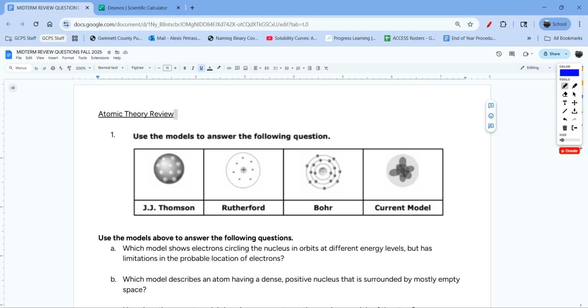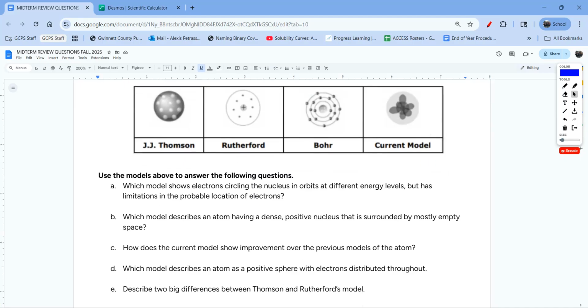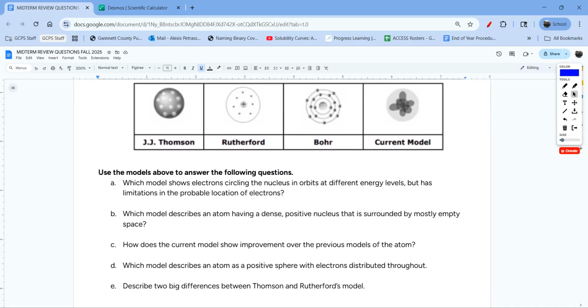We have 4 models of the atom here. And they're in order from not first, but the beginning to the end, the beginning to what we currently have. And we have some questions to go over each model. I'm just going to run through it real fast. All right, A says, which model shows electrons circling?